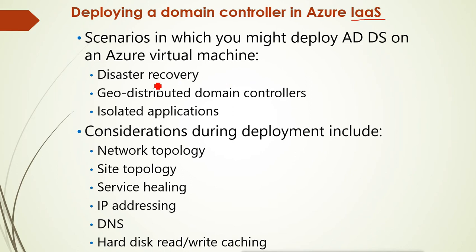For example, disaster recovery. That means if you are hosting on your own premises and some disaster happens, like a flood or thunderstorm or whatever, you may lose your data. So for disaster recovery, you can deploy your Active Directory domain services on the virtual machines of the Azure cloud.